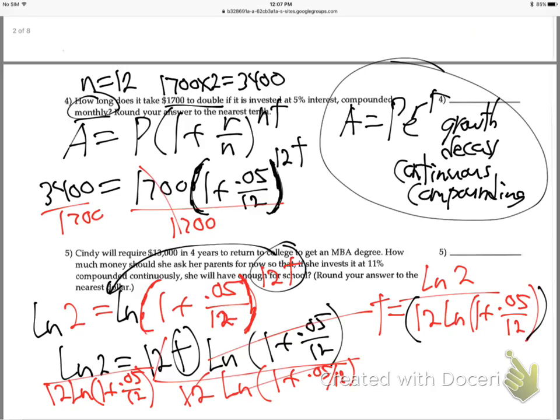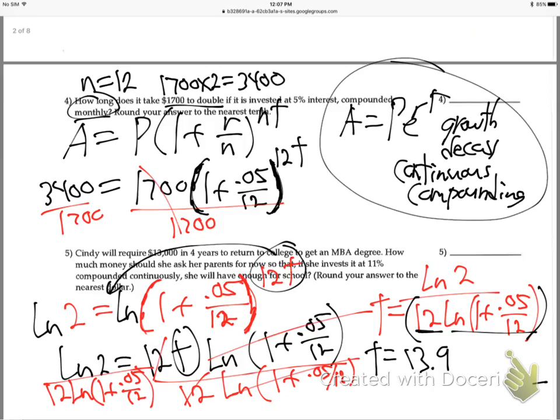Why? Because we have two things. We have a 12 and an ln. Whenever you have more than one item in a numerator or a denominator or a power zone, you've got to put parentheses around it. Otherwise, it'll only divide by the 12. Somebody got it? What's my t?